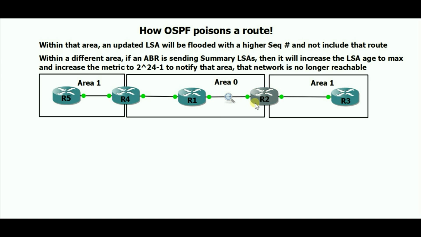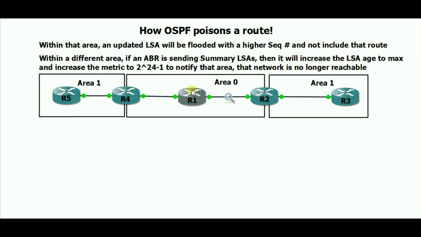Now what happens when it goes from area 0 to area 1 on either side? Well, this is where the ABR comes into play. For every route in area 0 that router 4 and router 2 know about, he's going to send out a separate summary LSA to the next area. In this case, either side is going to be area 1. So let's say router 4 knows about 5 routes. He's going to make 5 type 3 LSAs and inject them into area 1.